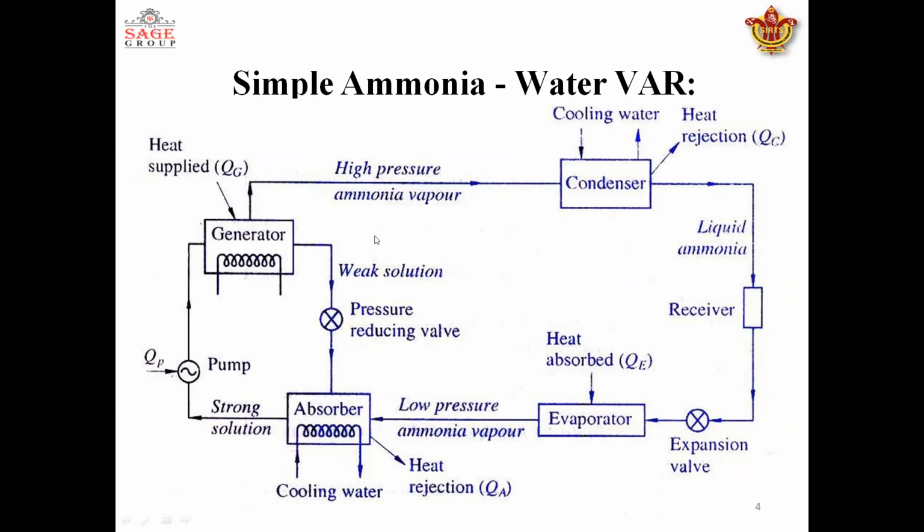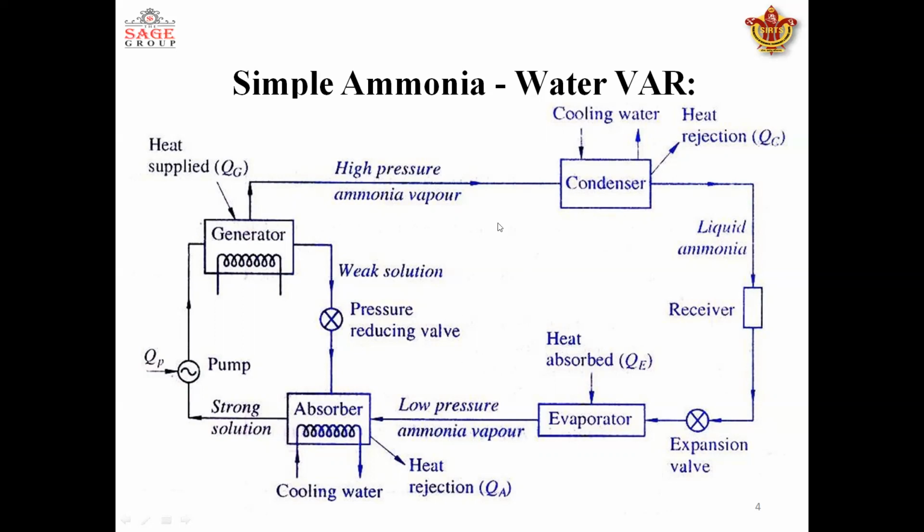And ultimately, as we see, in the generator the high pressure ammonia vapor moves towards the condenser. The solution left here is now converted into the weak solution, and this weak solution then passes through the pressure reducing valve again to the absorber, and this cycle repeats again and again. And all the components involved in this small cycle replace the compressor that we used in the vapor compression refrigeration cycle.